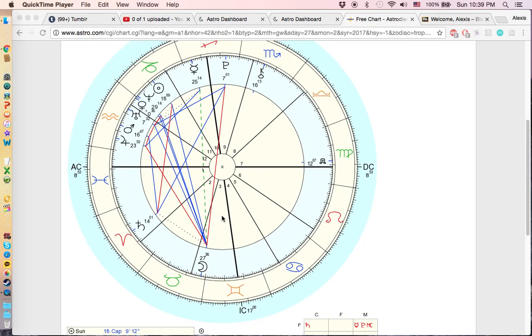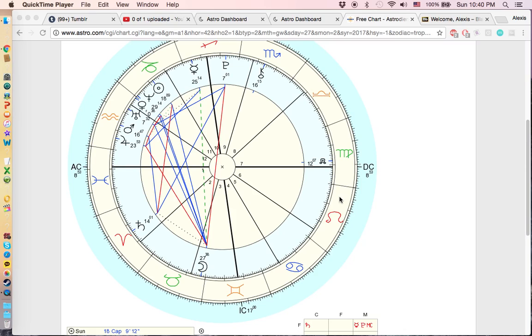Now, we're going to go down this thick line called the IC, or Imum Coeli. I hope that's how you pronounce it. And you'll find Gemini, fifth house, Cancer, sixth house, Leo. And I'm just going to stop. And you're probably wondering, why are you stopping at the sixth house? We're only halfway there. I thought we were going to look for all the interceptions in our houses. Well, let me tell you this.